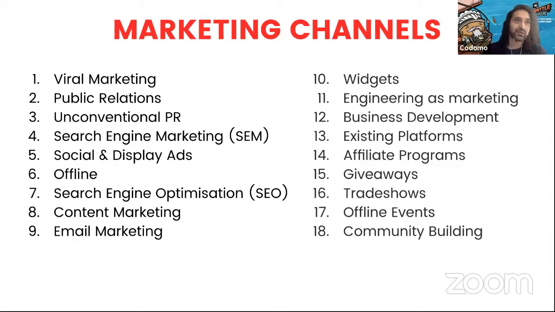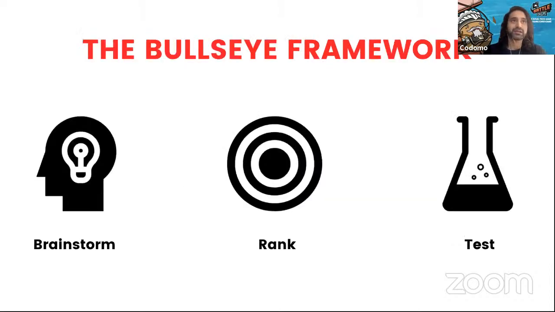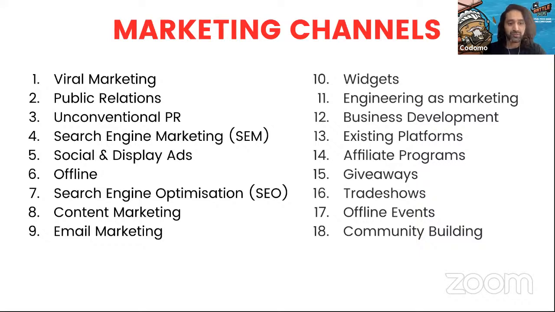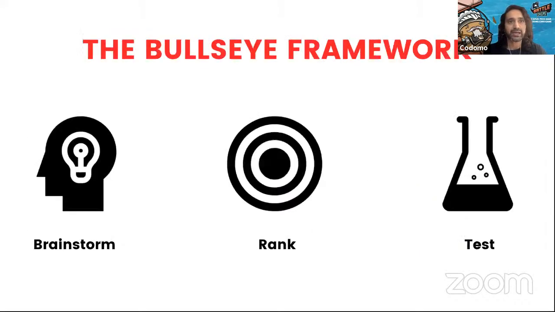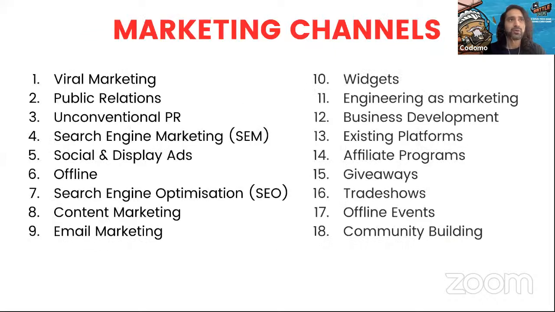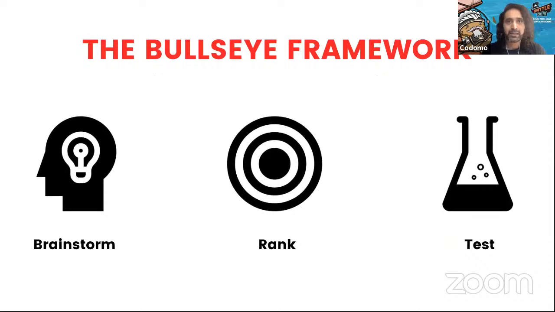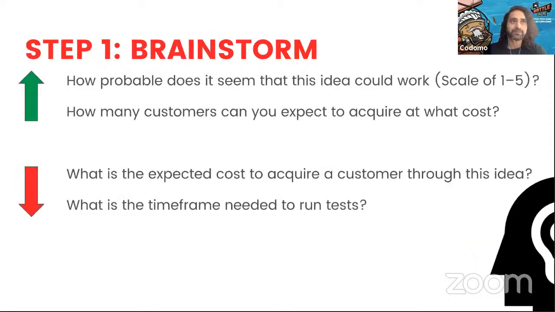Once you've listed all the possible marketing channels, what we use and what I would recommend to you is the Bullseye Framework, right? The Bullseye Framework comes from the book I mentioned earlier, called Traction. The Bullseye Framework consists of 3 steps. The first one is brainstorm, where you brainstorm different marketing channels. The second one is rank. The third is test, right? So let's look at steps 2 and 3.